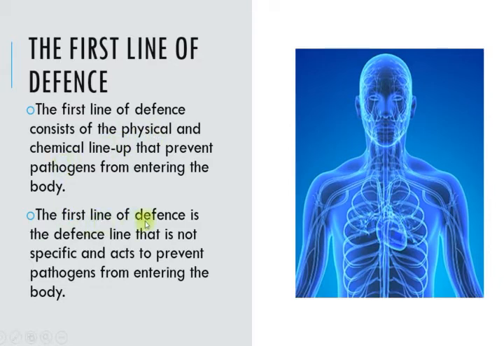So the first line of defense is a defense line that is not specific. It is in general. It just defends in general and acts to prevent the pathogen from entering the body. So what is the objective of the first line of defense? It is to prevent the pathogen from entering the body.